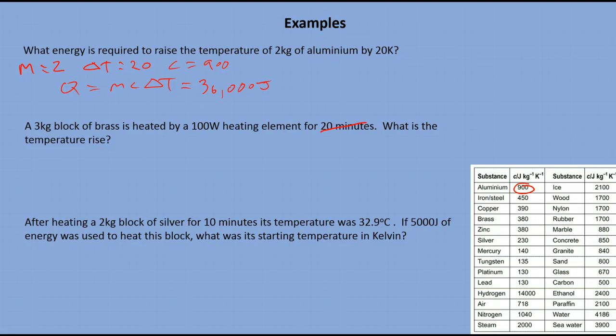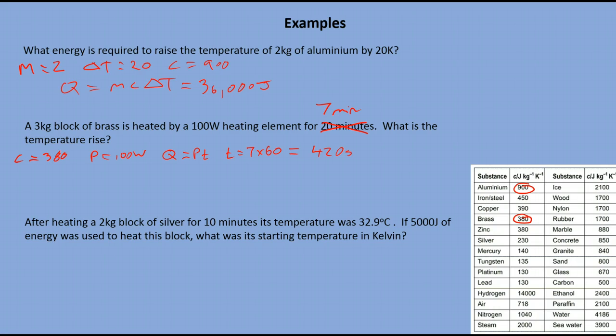Now the second question, I'm actually changing that to 7 minutes because the answer that you get for 20 minutes is a bit ridiculous. So, a 3 kilogram block of brass, now we know that brass has a specific heat capacity of 380, is heated by a 100 watt heating element for 7 minutes. How do I get the energy from that? Well, energy is power times time. My time is 7 minutes times 60 seconds, because I always work in seconds, which gives me 420 seconds.